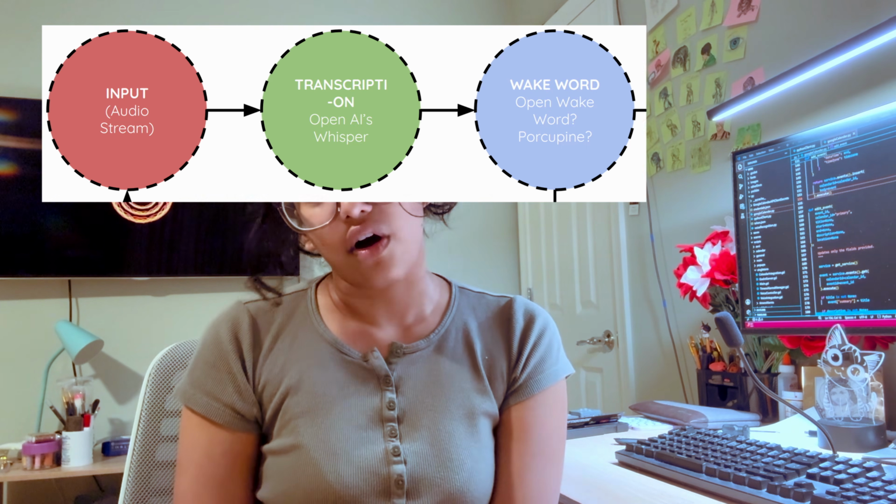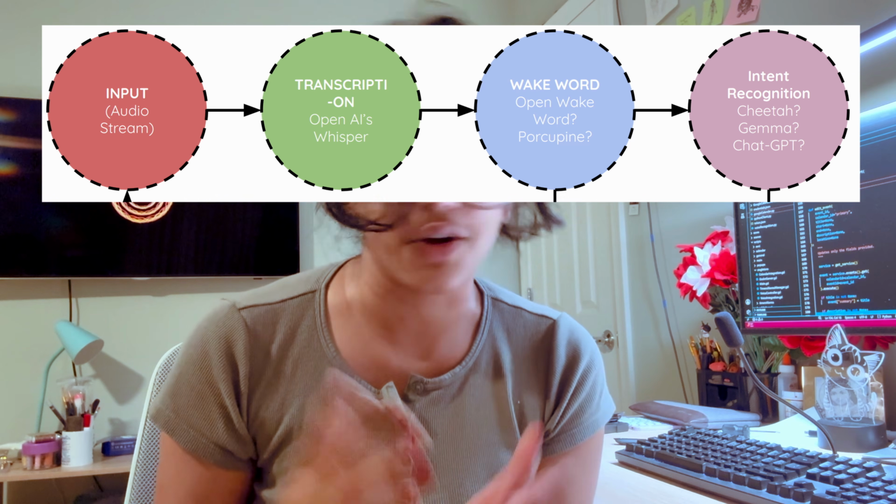The next thing we want to do is figure out what the person who's talking to the AI is actually wanting to do. Like, what am I saying to it? Do I want to set a timer? Do I want to set an alarm? Do I want to open up YouTube? Stuff like that. And that is called intent recognition, recognizing your intent.